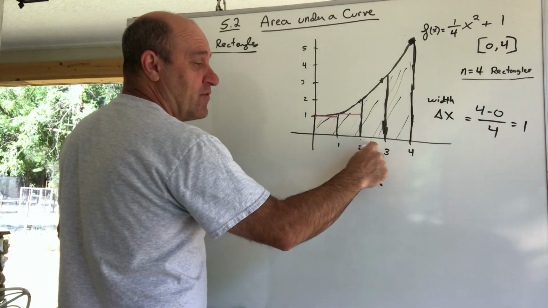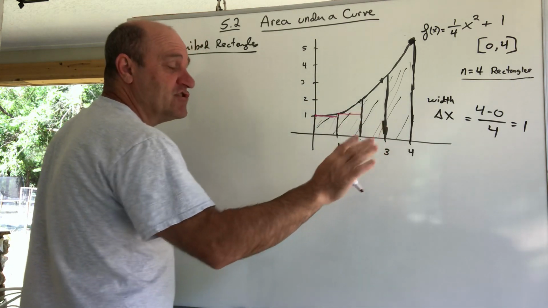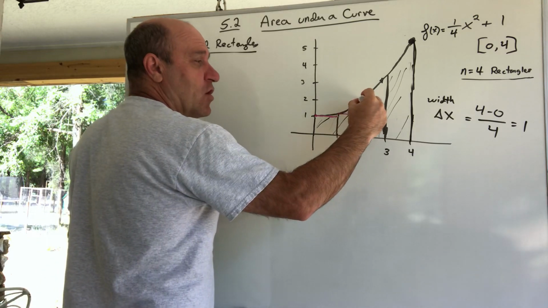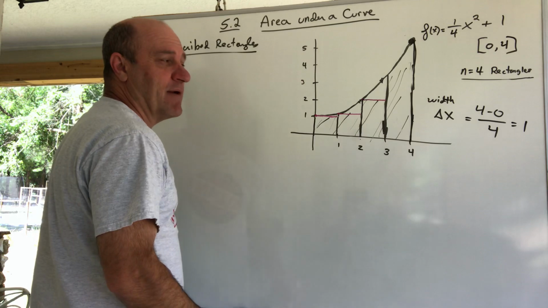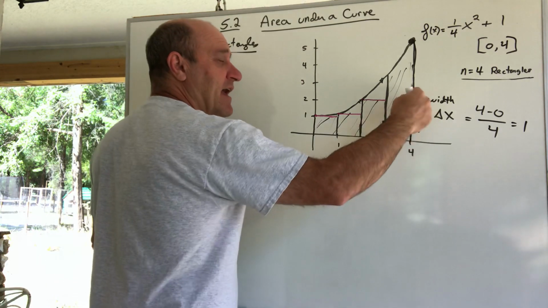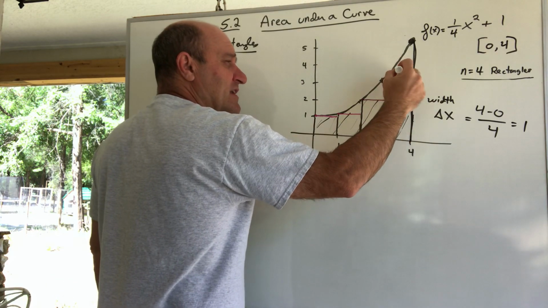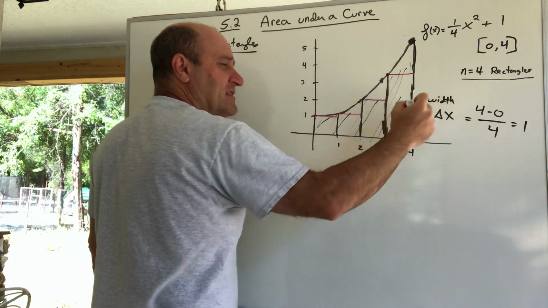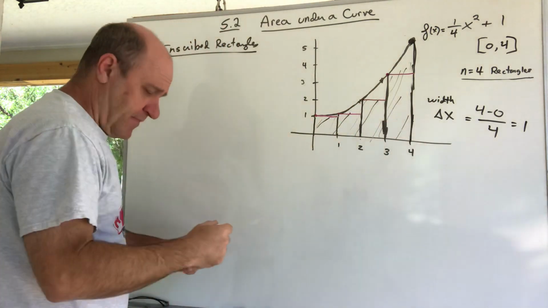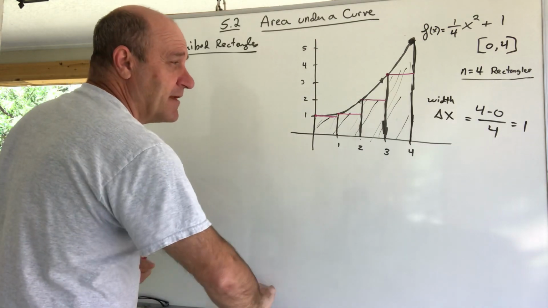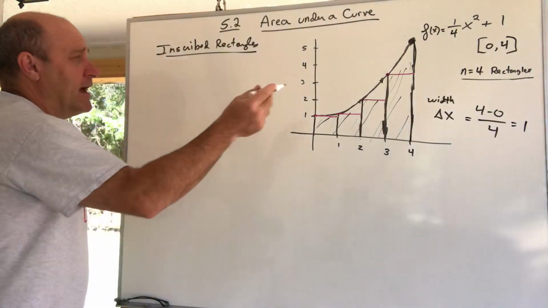For this third rectangle, I picked the inscribed rectangle. I picked this lower height and I go straight across and I call that my height of my rectangle. For the last rectangle, I picked the lower inscribed rectangle, and that's my height. So there's my 4 rectangles, and you can tell I'm missing a lot of area. But let's just get organized and try to find that area.